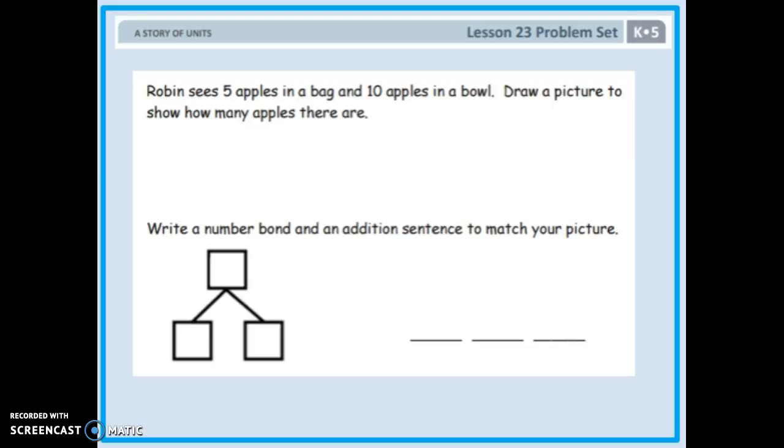Get ready to listen. Make sure when you're drawing today that you're using circles and drawing the math way. Please don't draw actual things like apples. First, the story said, Robin sees 5 apples in a bag. I want you to draw 5 circles.